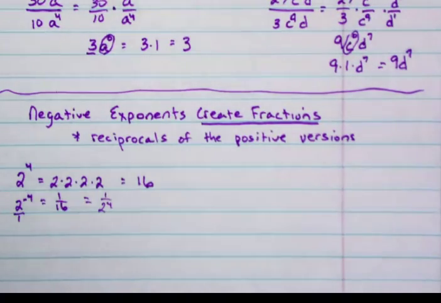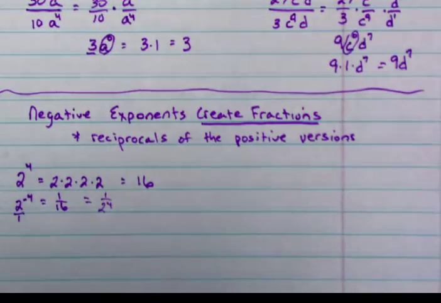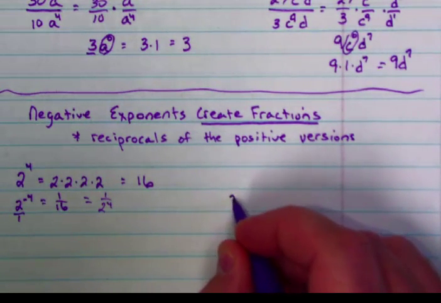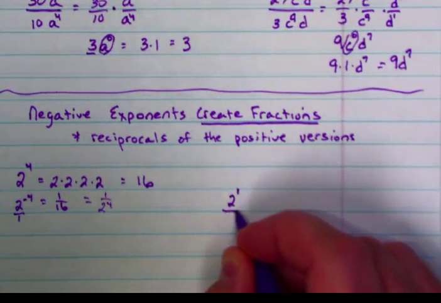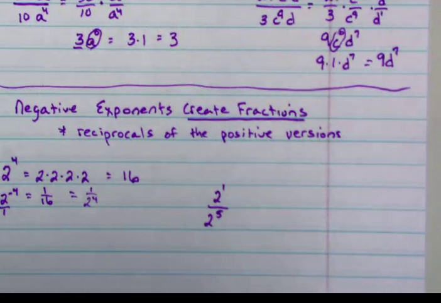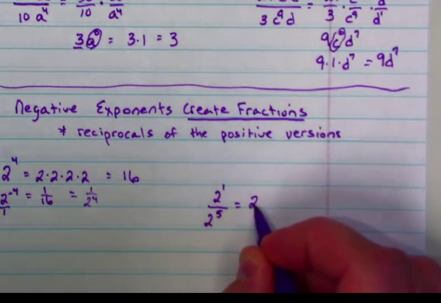Okay? And that's really all there is to it. Now, of course, there are reasons why that is. If I think about 2 to the negative 4th power being the answer to a division question, so for instance, if I did something like 2 to the 1st divided by 2 to the 5th, the quotient rule tells me to keep the base and subtract the exponents. So this would give me 2 to the negative 4th power.